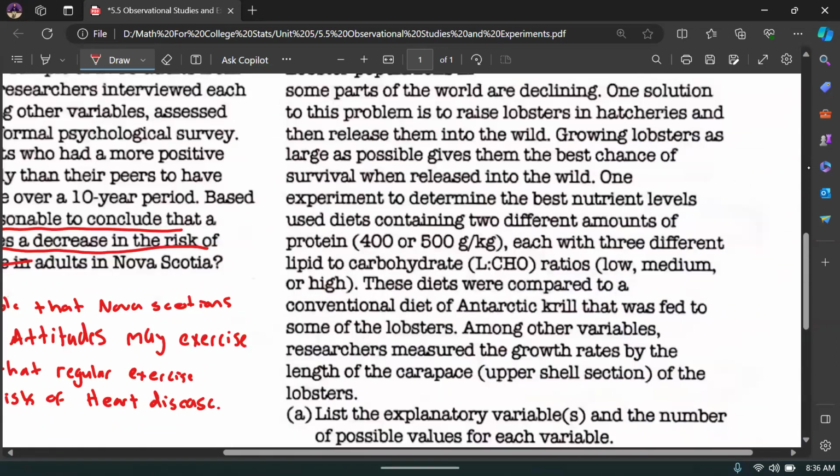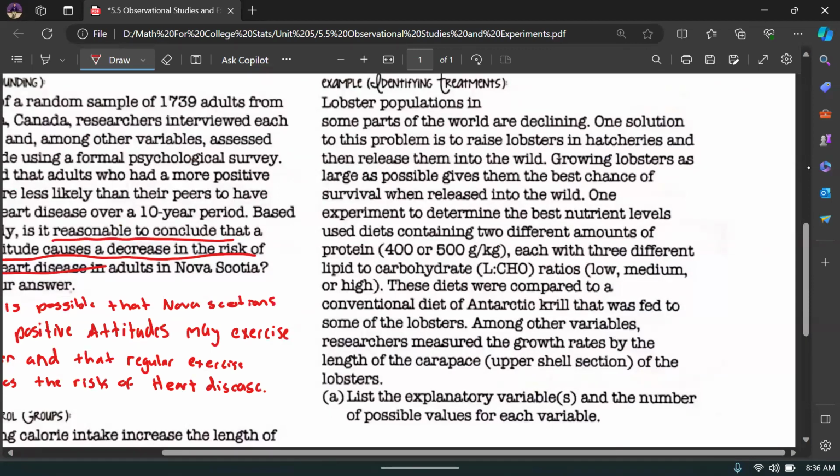Our last problem says lobster populations in some parts of the world are declining. One solution to this problem is to raise lobsters in hatcheries and then release them into the wild. Growing lobsters as large as possible gives them the best chance of survival when released into the wild. One experiment to determine the best nutrient levels used diets containing two different amounts of protein, 400 or 500 grams per kilogram, each with three different lipid to carbohydrate ratios, low, medium, or high. These diets were compared to a conventional diet of Antarctic krill that was fed to some of the lobsters. Among other variables, researchers measured the growth rates by the length of the carapace. I'm not a lobster expert, but the upper shell section of the lobsters.